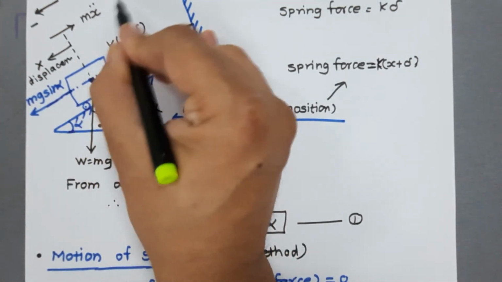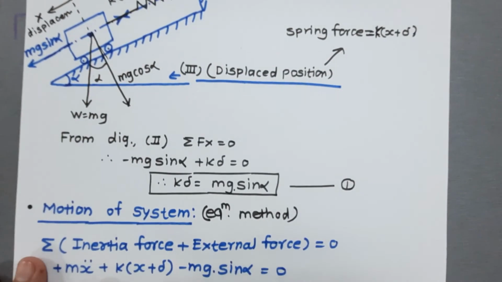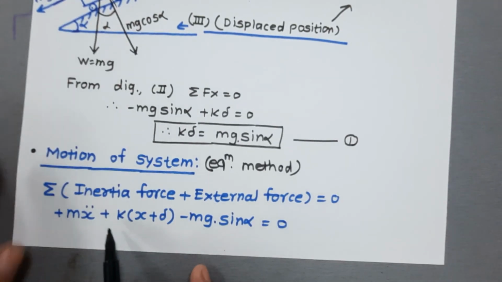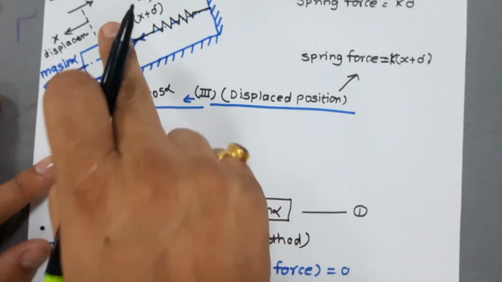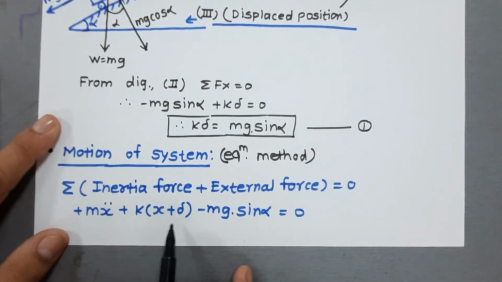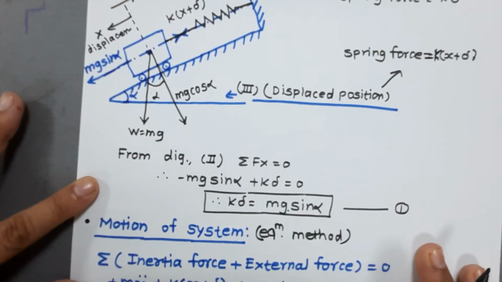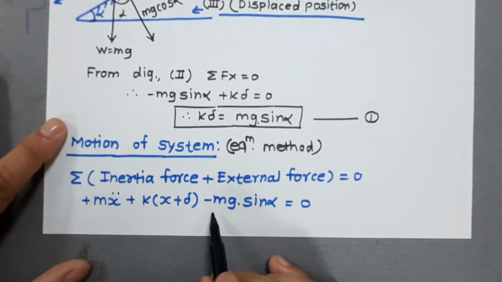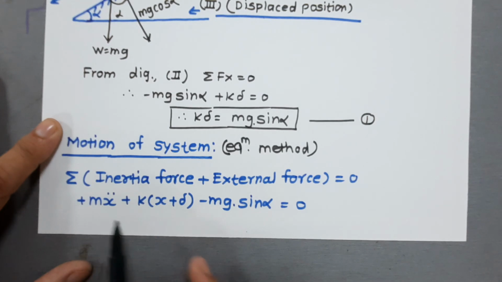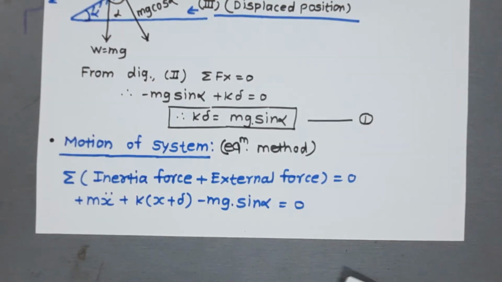So here the inertia force is in the right hand direction. I have taken the inertia force as plus mx double dot. Now k delta acts in this direction, so plus kx into delta. Now mg sin alpha is in the left hand direction or downward direction, so we have to take this as minus mg sin alpha. Here plus and minus are taken as a sign convention.